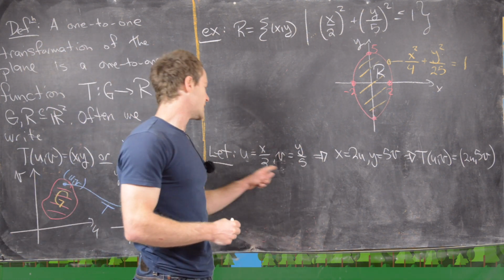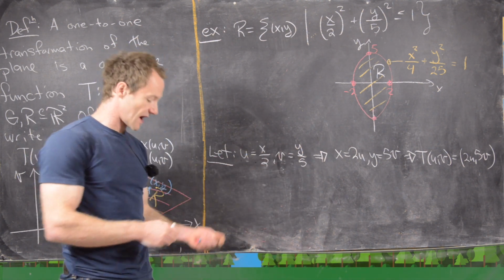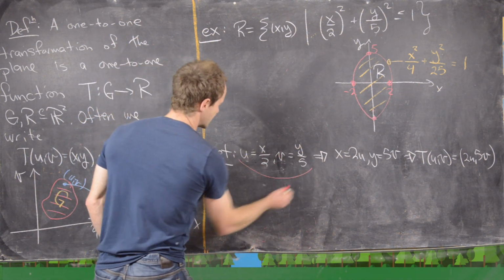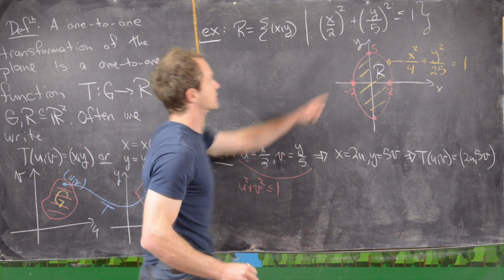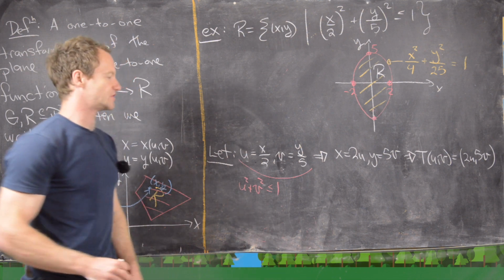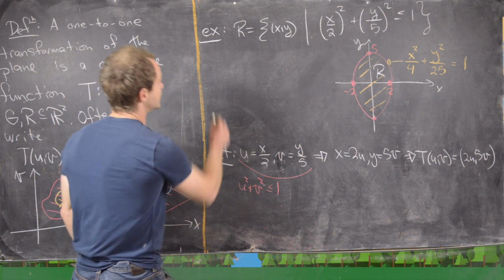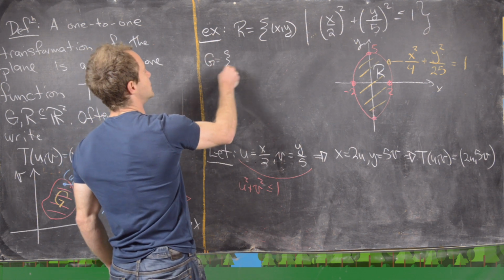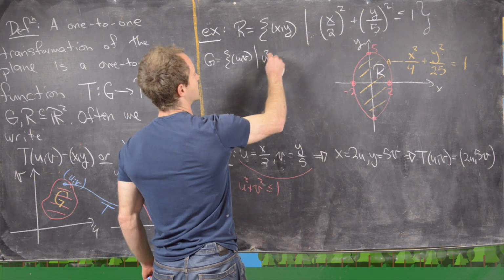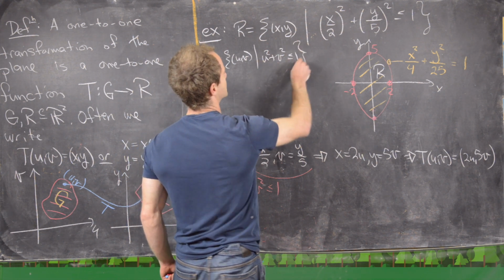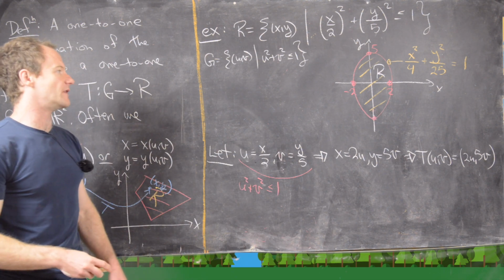So notice if we replace x over 2 with u and y over 5 with v, that's going to give us exactly u squared plus v squared is less than or equal to 1 inside that equation right there. So what that tells us is that our region G in the UV plane is going to be given by UV such that u squared plus v squared is less than or equal to 1. But that's even a simpler region to get a handle on than the other one.